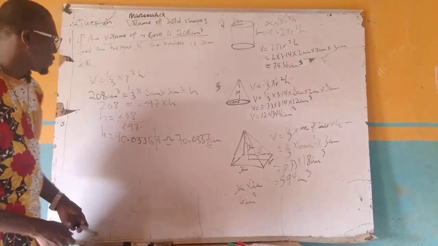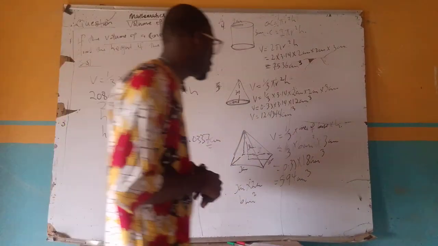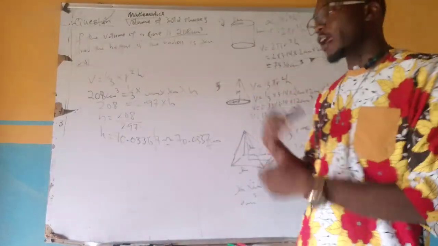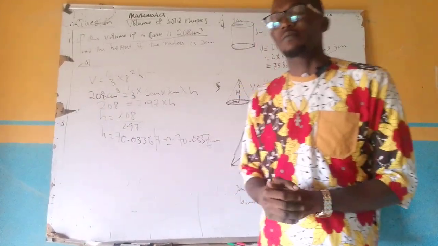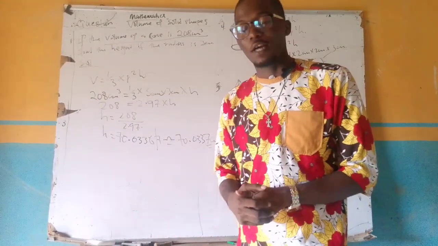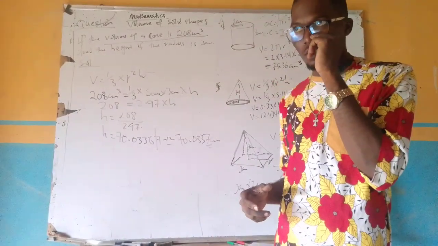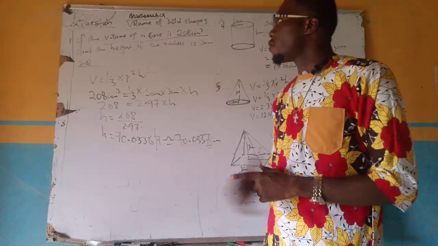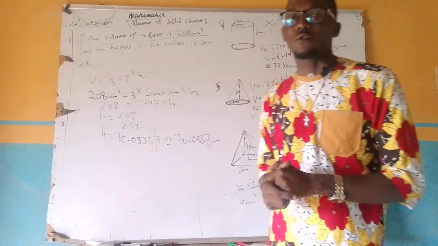So I believe with this we are done for today. We have touched area of plane shapes. We looked at area and perimeter of regular shapes and irregular shapes. We also looked at interior and exterior angles of a polygon, the volume of solid shapes, and how to solve some inverse questions.